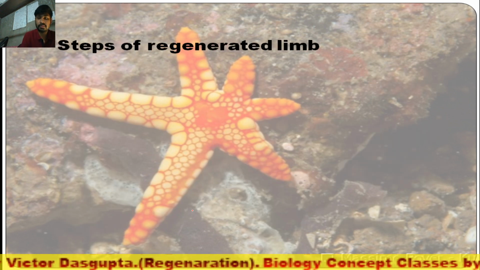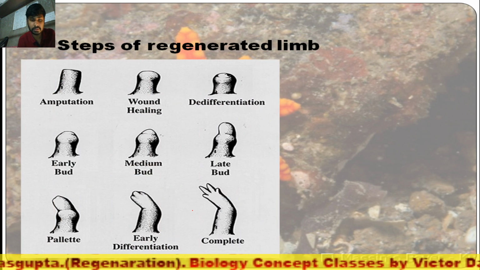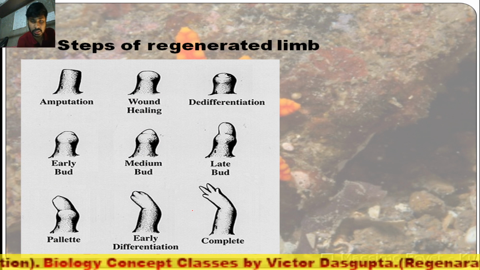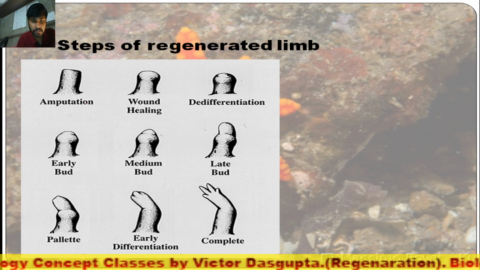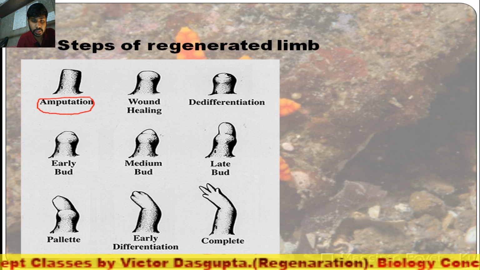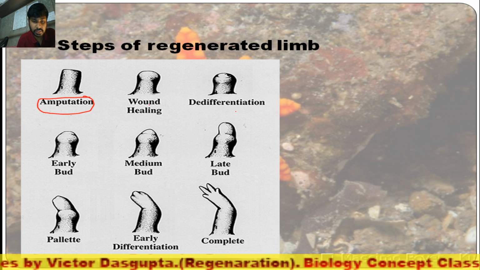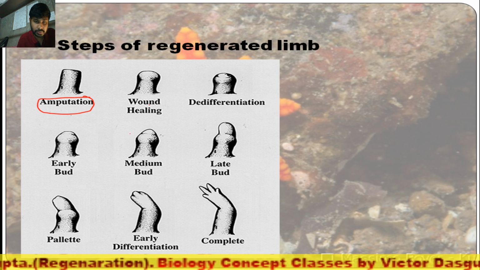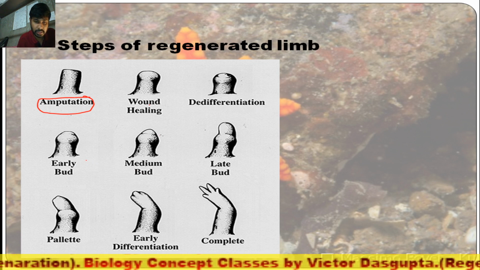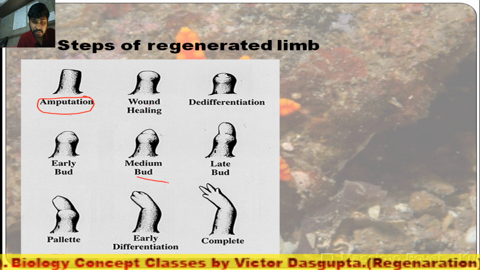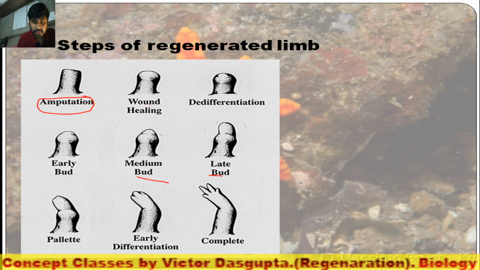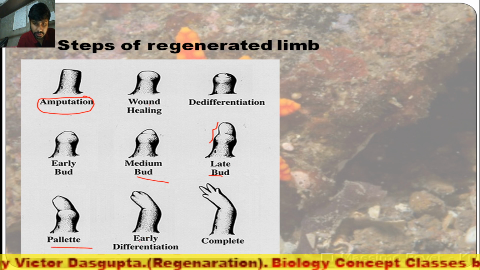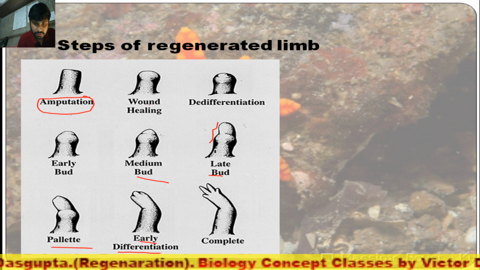So the steps of regeneration of limbs, we will see here in one diagram: amputation, wound healing, dedifferentiation. Amputation means the cut. Here you can see amputation, then wound healing and dedifferentiation. Early bud, here you can see after amputation, wound healing and dedifferentiation, the early bud will come out. This is the medium bud and the late bud. You can see the structure, the palette and early differentiation, and the complete limb.